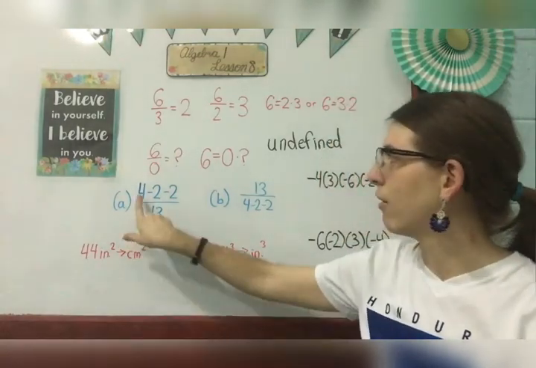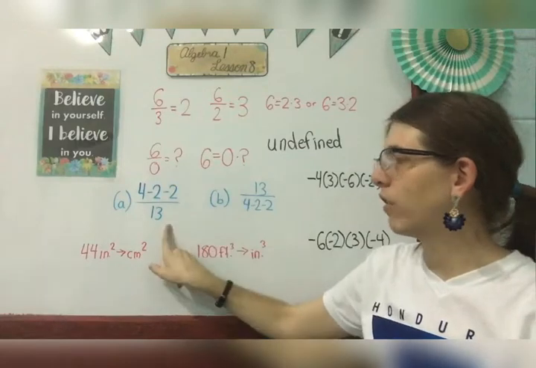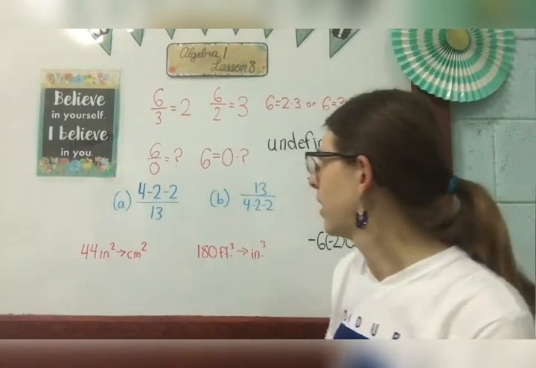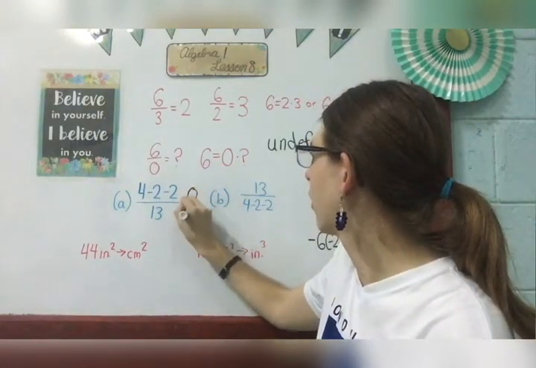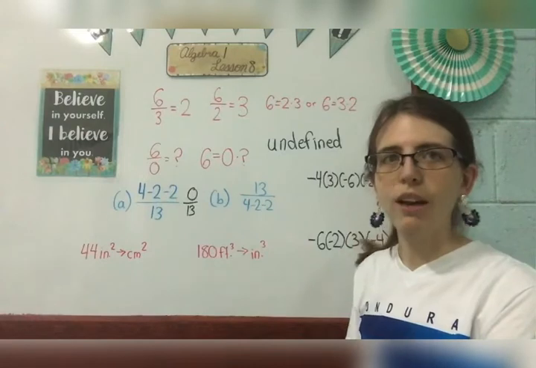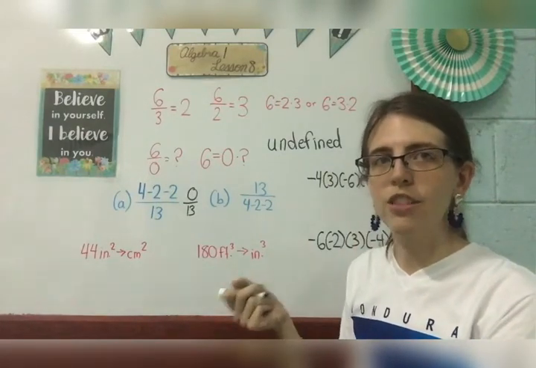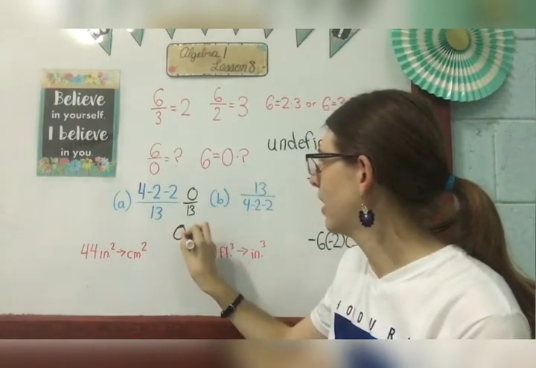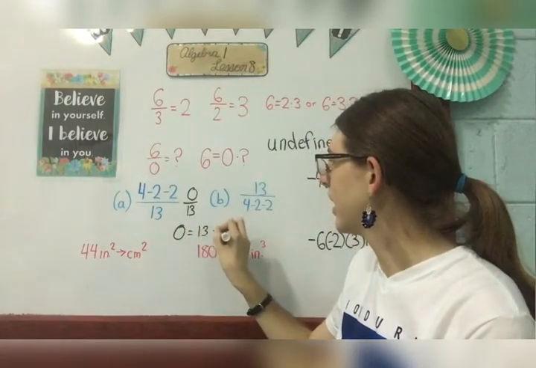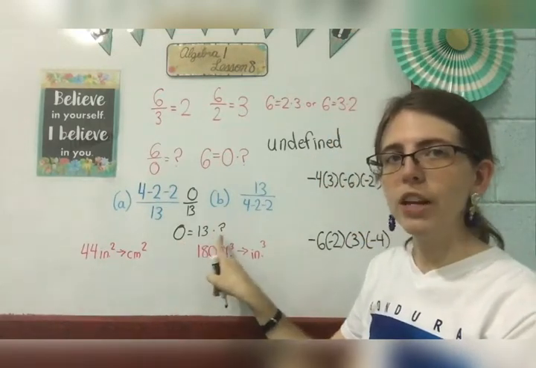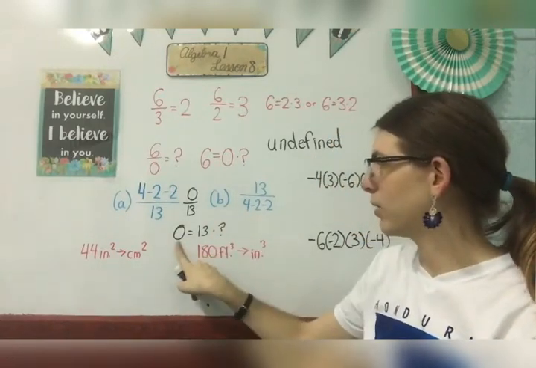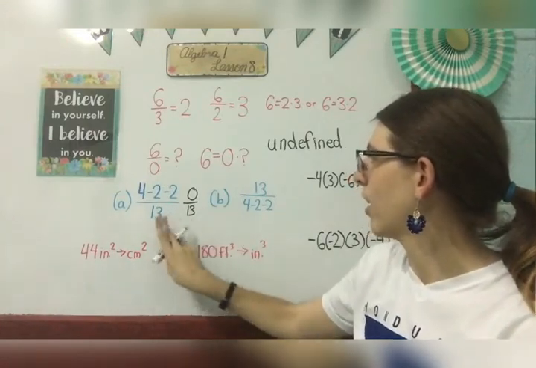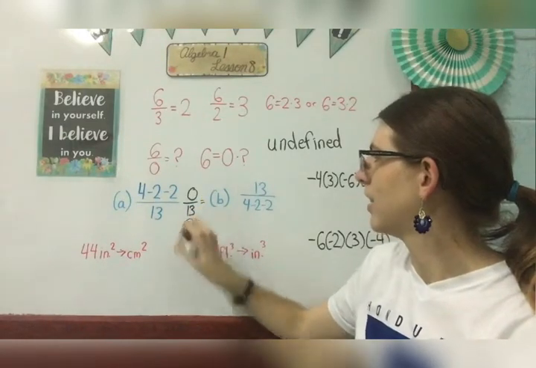So look at this. 4 minus 2 over 13. 4 minus 2 is 2. 2 minus 2 is 0. So this equals 0 over 13. Okay, so I have 13 in the denominator, 0 in the numerator. Well, this is not undefined because this means something times 13 equals 0, right? Well, we know that anything times 0 equals 0, so that means that number must be 0. So when I have 0 in the numerator, my answer is always 0.